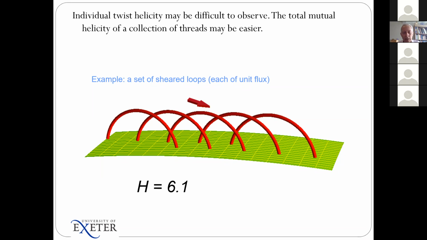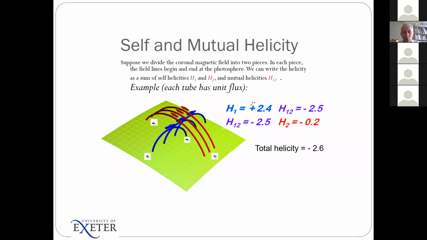Or I could take it all as a single region with some helicity and then put it with some other region, and I want to know how those two regions interact. And then you get a self-helicity and a mutual helicity between those two regions. And some of them might be positive or some of them might be negative.